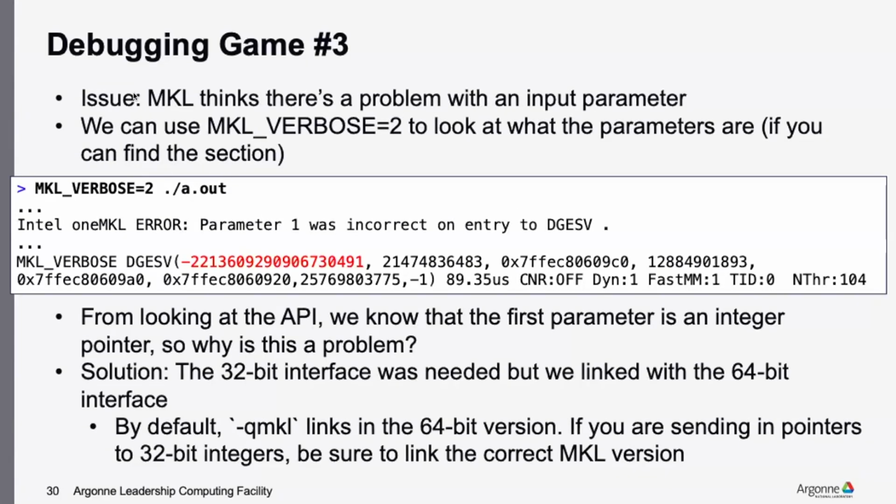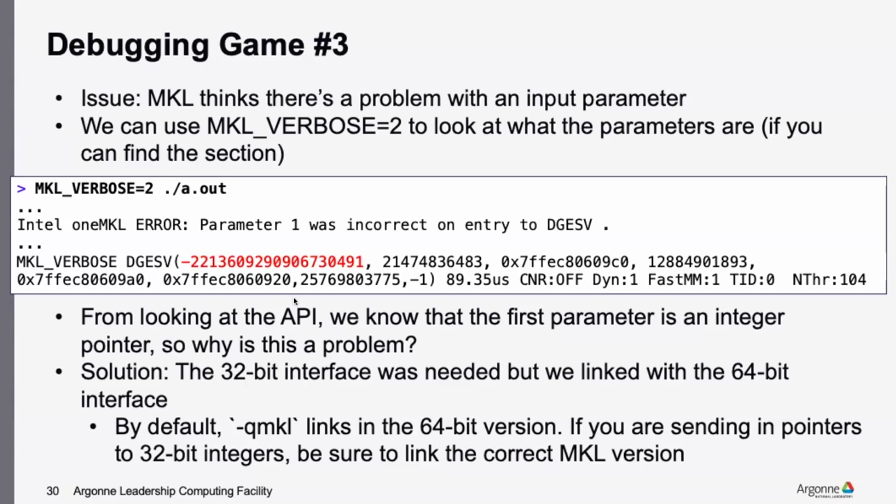So what's the issue? Well, we can read it: MKL thinks there's a problem with an input parameter. So one nice thing we can do is use MKL_VERBOSE=2 to look through what it thinks the parameters are. So running with MKL_VERBOSE=2, we get the error, parameter 1 was incorrect, and we can see what MKL_VERBOSE was getting. So we see the function call. So this is a CPU call. We get a crazy large number as our first input, and then some other numbers and other addresses.